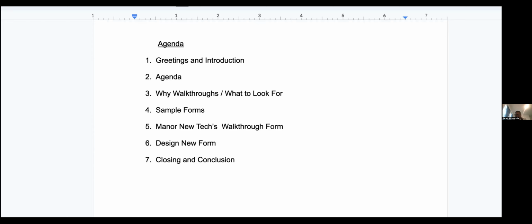Let's go ahead and discuss that first form. What do you guys think is good about it? And also, what do you guys think is missing from it? What should be in it that you guys think is probably not in it to be able to give good feedback in a walkthrough?